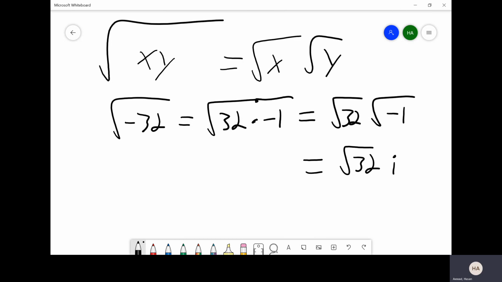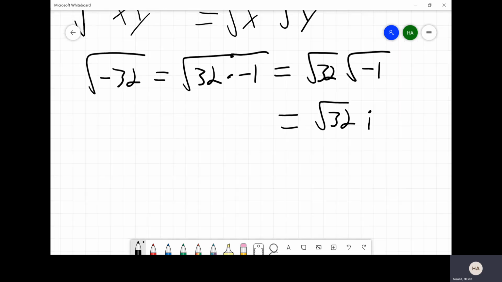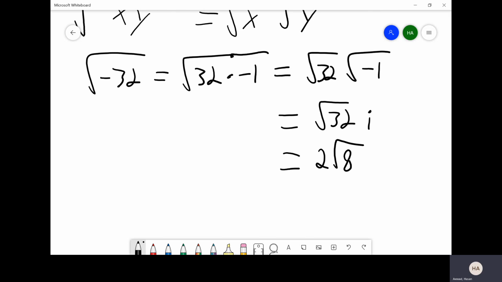Or you could put the i in front and say i times square root of 32. Doesn't matter. And we know that square root of 32 we can actually simplify because it's 4 times 8. 4 is a perfect square, so this is really 2 times square root of 8. And I'm going to put the i right here: 2i square root of 8. Again, this i is the square root of negative 1.